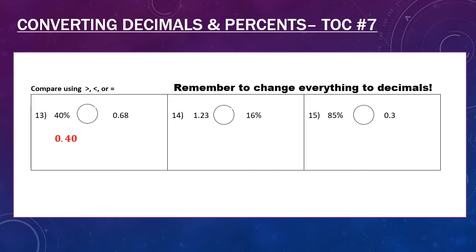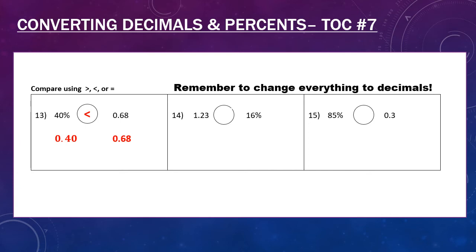So for 13, 40% becomes 40 hundredths, and 0.68 is already a decimal, so I don't have to do anything. Now think of money. Which is more money, 40 cents or 68 cents? And Baby Shark is going to eat the bigger amount of money, which would be 68 cents.